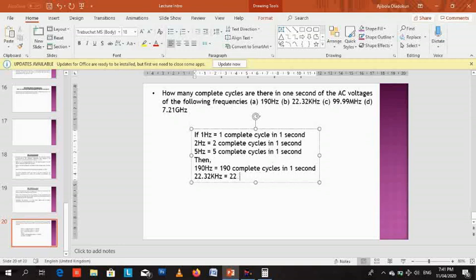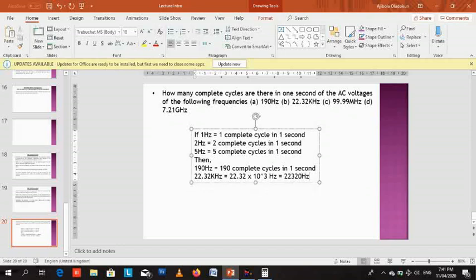So that means there are 22,320. Okay, let me follow the process. So that's 22.32 multiplied by 10 raised to power 3. Kilo is 10 raised to power 3. So 22.32 kilohertz is the same thing as 22.32 times 10 raised to power 3 hertz. If you multiply that, it will give you 22320 hertz, 22,320 hertz.